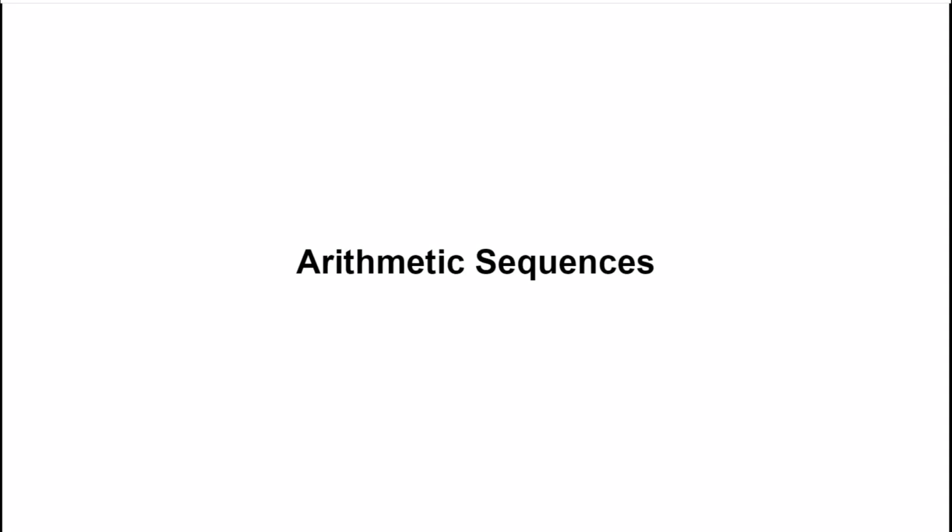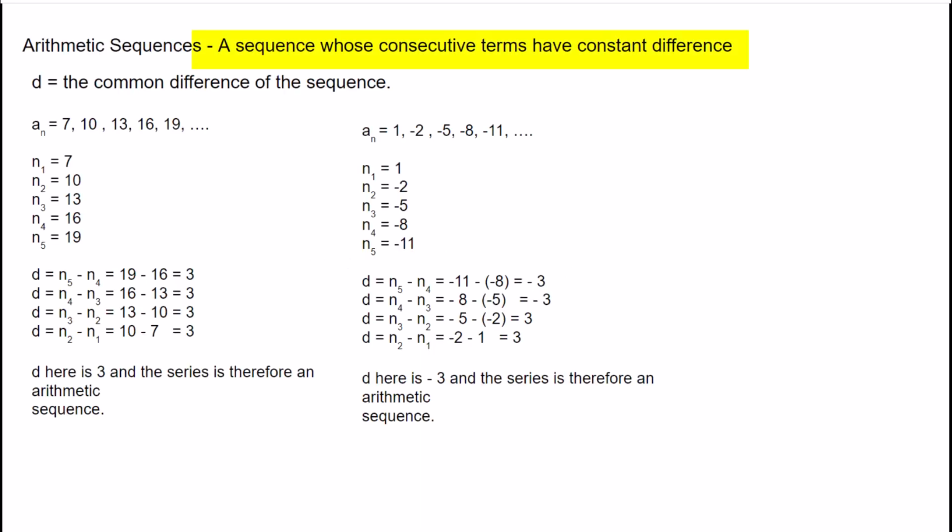So we've covered some general information about sequences, but there are two particular types that I'd like to cover. We'll do this in two lectures. The first of these is arithmetic sequences. Arithmetic sequences are sequences whose consecutive terms have a constant difference, and we refer to that difference as d.